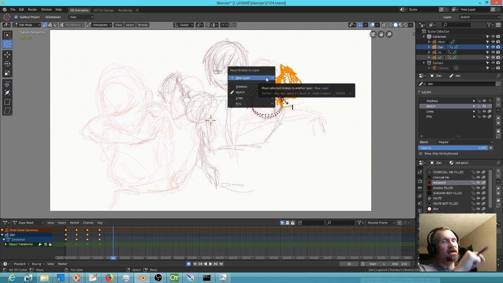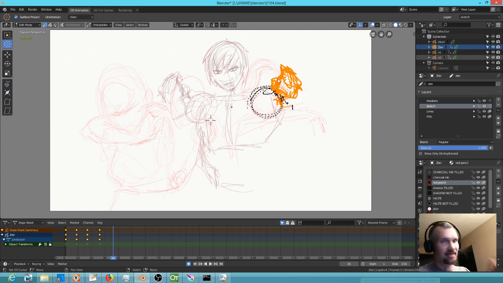You can only move it to another layer in that grease pencil object, I think. Well, let's just do this. Let's hit Control X.